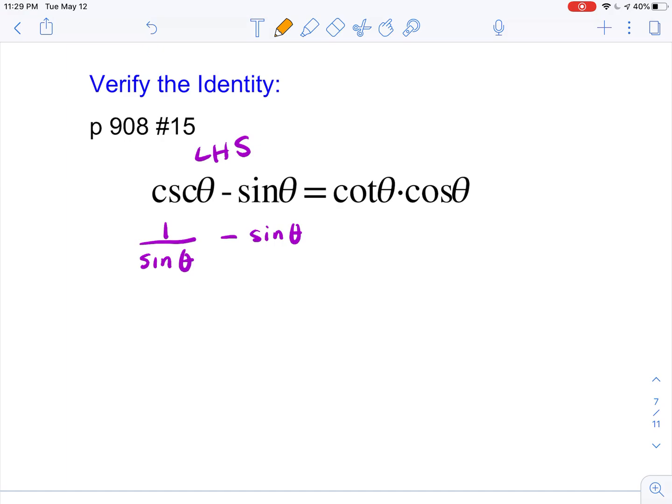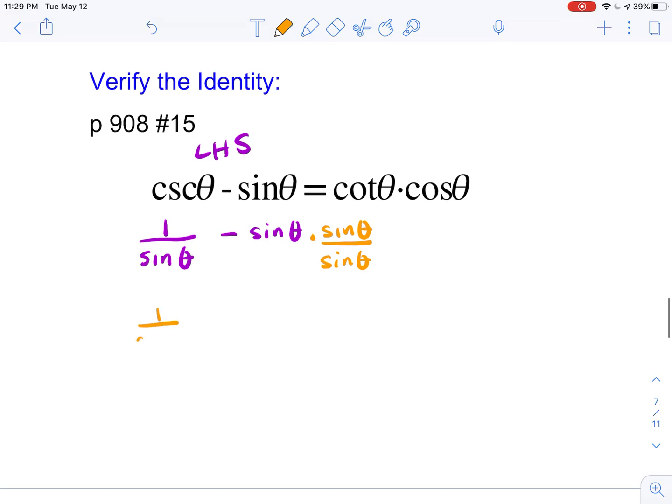Well, it might be to my advantage to make it into one big fraction, okay? Because again, we want to try to get to multiplication in some way. So one single fraction might help me with that. Well, in order to do that, I need to make sure they have like denominators. So I have to multiply this by sine over sine, right? That one fraction needs to have the same denominator. So I get sine theta minus, what is that? Sine squared theta in my numerator over sine of theta. Okay. And now since they have the same denominator, I can bring them into one fraction.